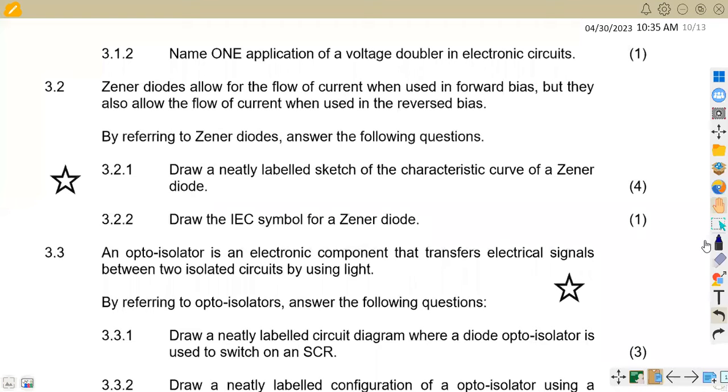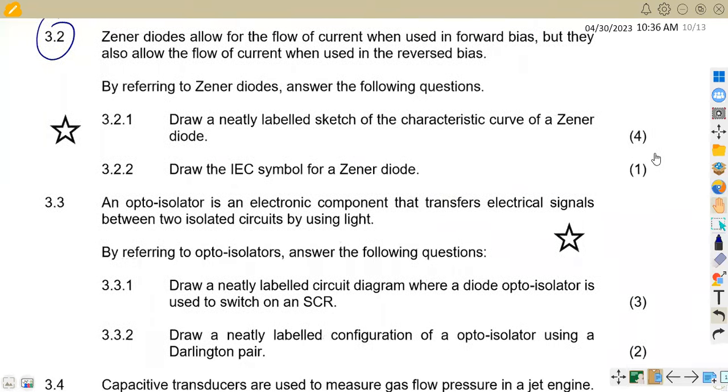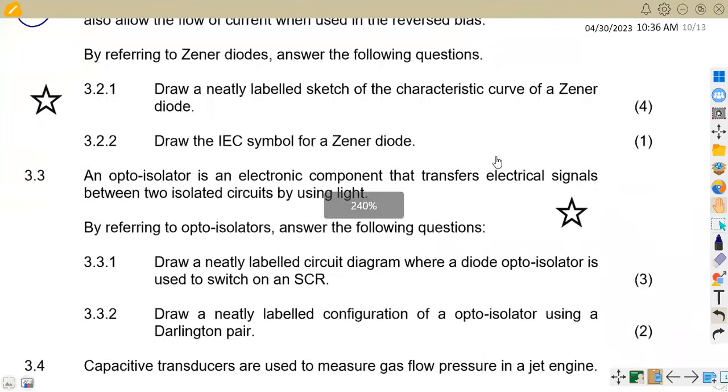All right, on 3.2, we are given Zener diodes allow for the flow of current when used in forward bias, but they also allow the flow of current when used in a reverse bias. All right, by referring to the Zener diodes, answer the following questions. Draw a neatly labeled sketch of the characteristic curve of a Zener diode. That is 4 marks. Take note, we are dealing with the characteristic curve in this case.